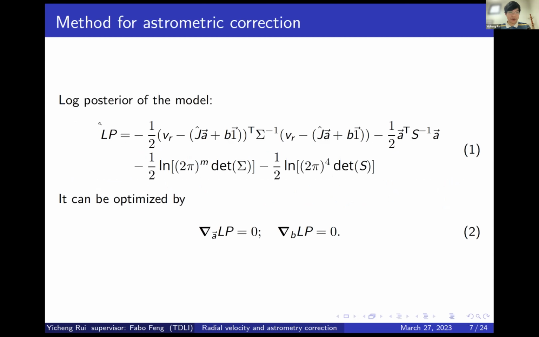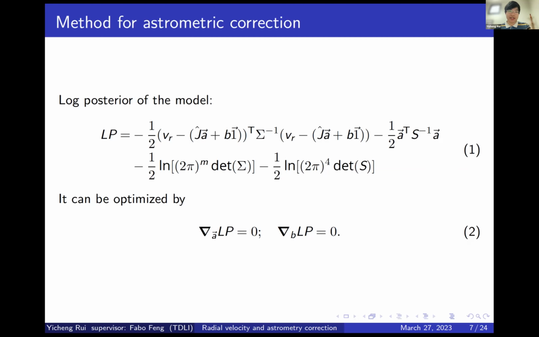Here is the log likelihood of the model. There are several terms, don't be afraid of it. The first term is the likelihood of the model, and the second term is just a prior, or you can call it a regularization term if you like. And the last two terms are just normalization constants for the posterior. And A and B are the parameters in the model, and A is just the correction for the astrometry, that is the correction for RA, DEC, and parallax.